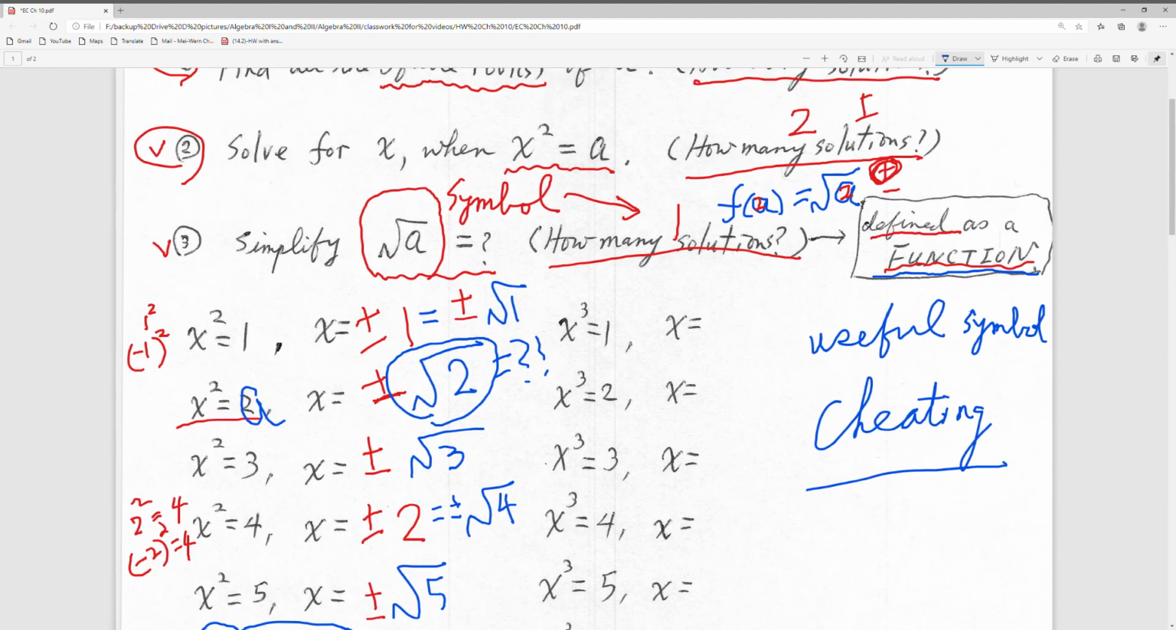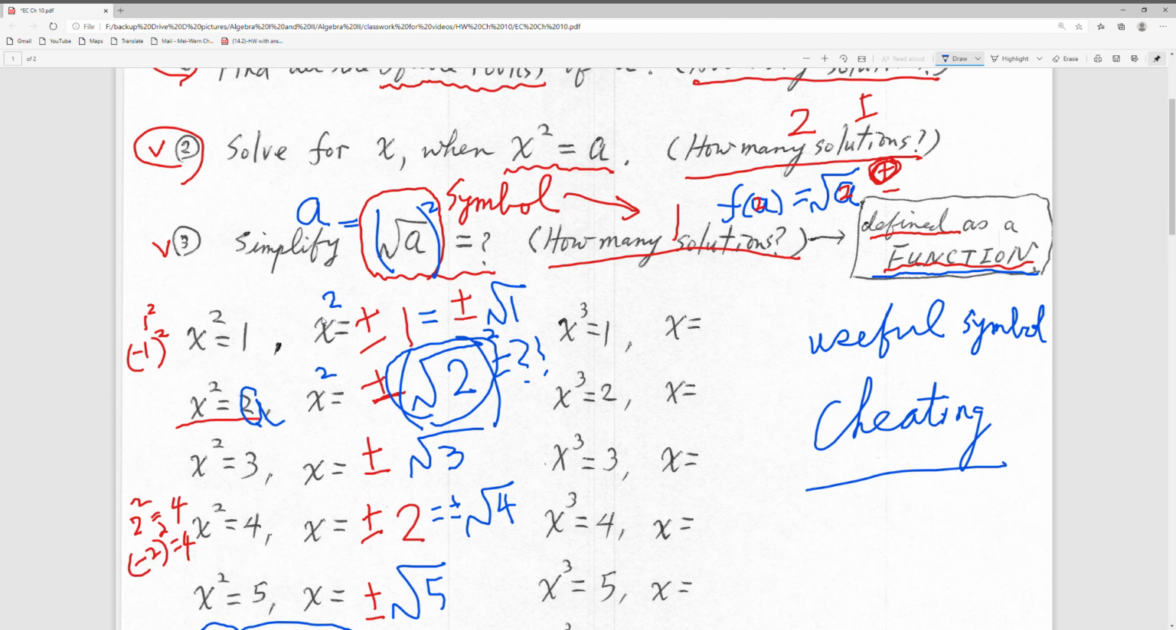Okay. So square root of a, what does it mean? It means this number after squaring needs to be what? A? Yes? Right. Square root of 2 after squaring is 2, because the square root of 2 is the solution for x squared equals 2.